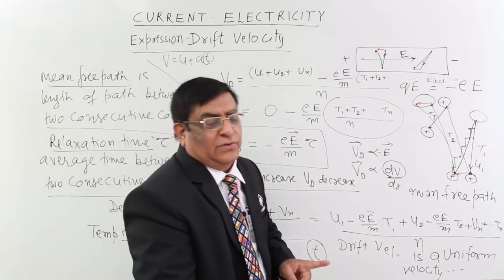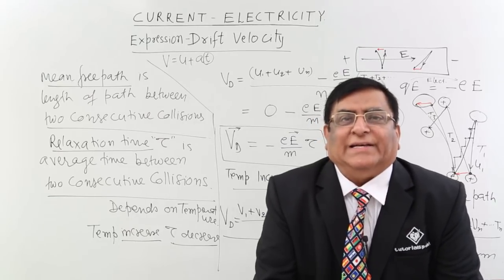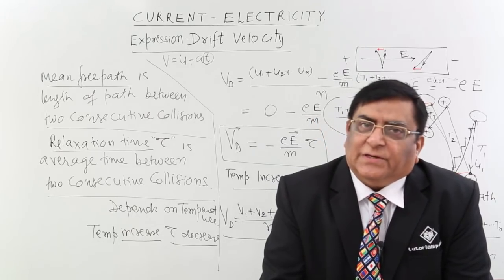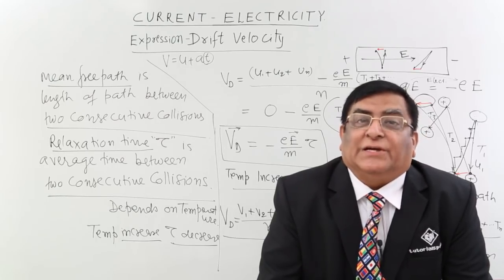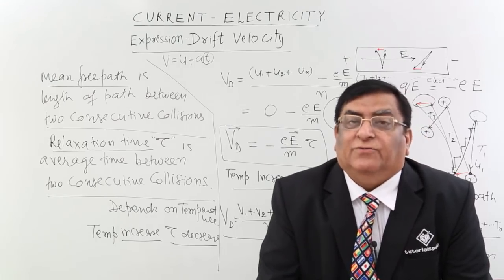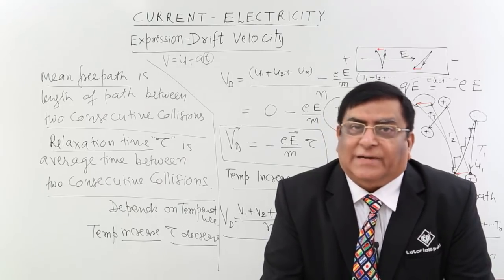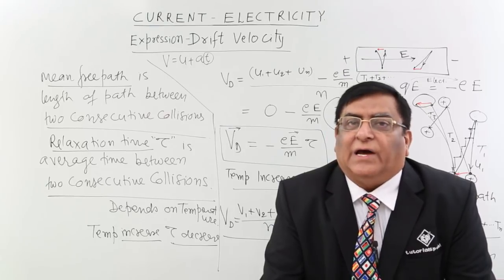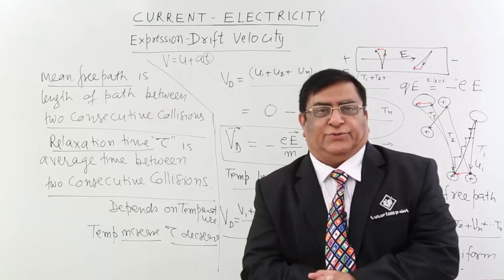So this is drift velocity, and now you understand electric current is due to drift velocity. But what is the relation of electric current, which was Q upon T, with drift velocity? That we will do in the next lecture: how current depends upon drift velocity, and what is the relation between the two. Thank you.